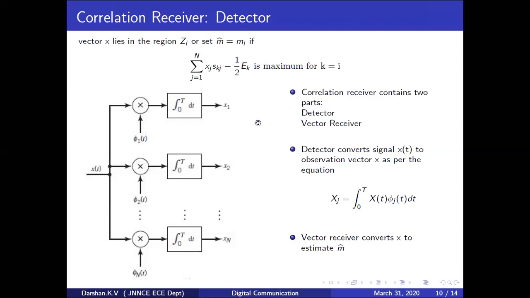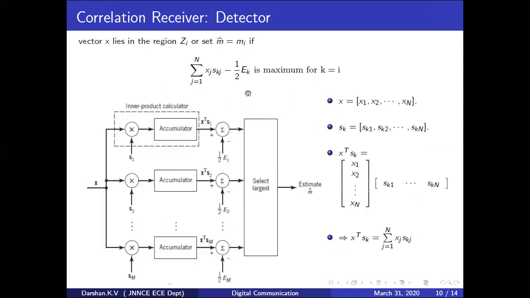Let us go to the next slide. Over here again, I have rewritten the maximum likelihood decoding statement. Vector x lies in the region Zi, or set m cap equal to mi, if you are computing the vector. To analyze this diagram, for all the messages s1, s2, s3, this happens at the receiver. Remember, the receiver is going to decide which message was transmitted. So what will it do for each and every message s1, s2, s3?